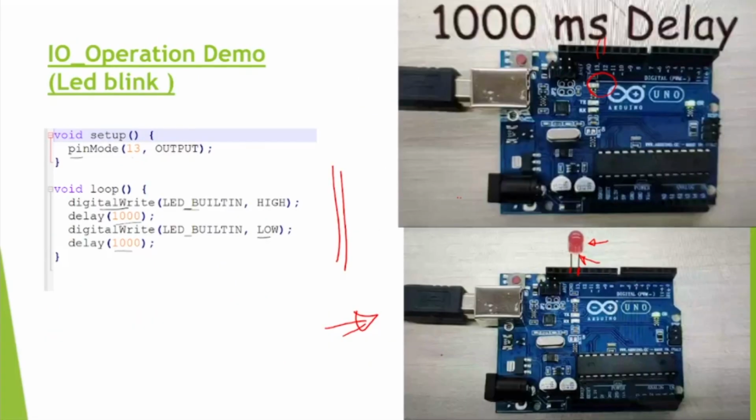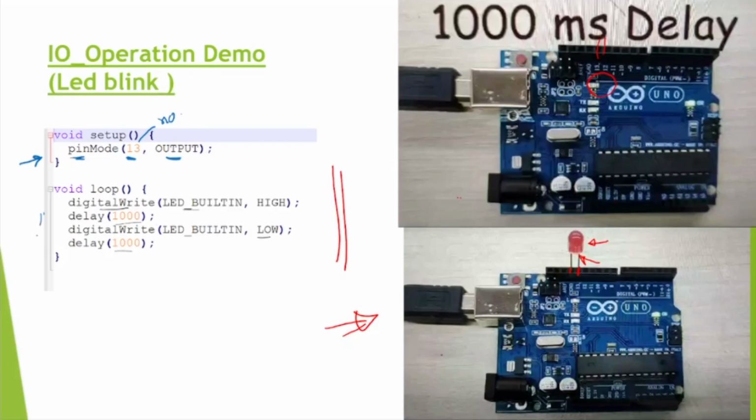Now, this is the first program that we looked at today. So let's look at this program again. The first part is we are defining the pin. So we are defining pin mode 13. This is the pin number, and this is an output pin. That means I'm going to give a voltage out from this pin number. So it understands pin number 13 is an output pin.